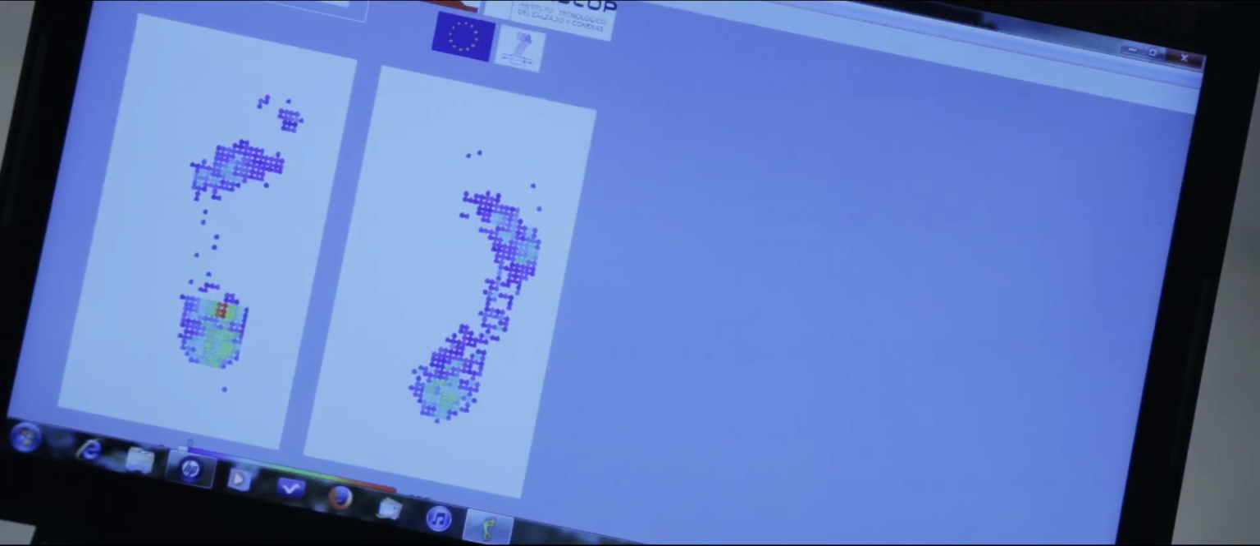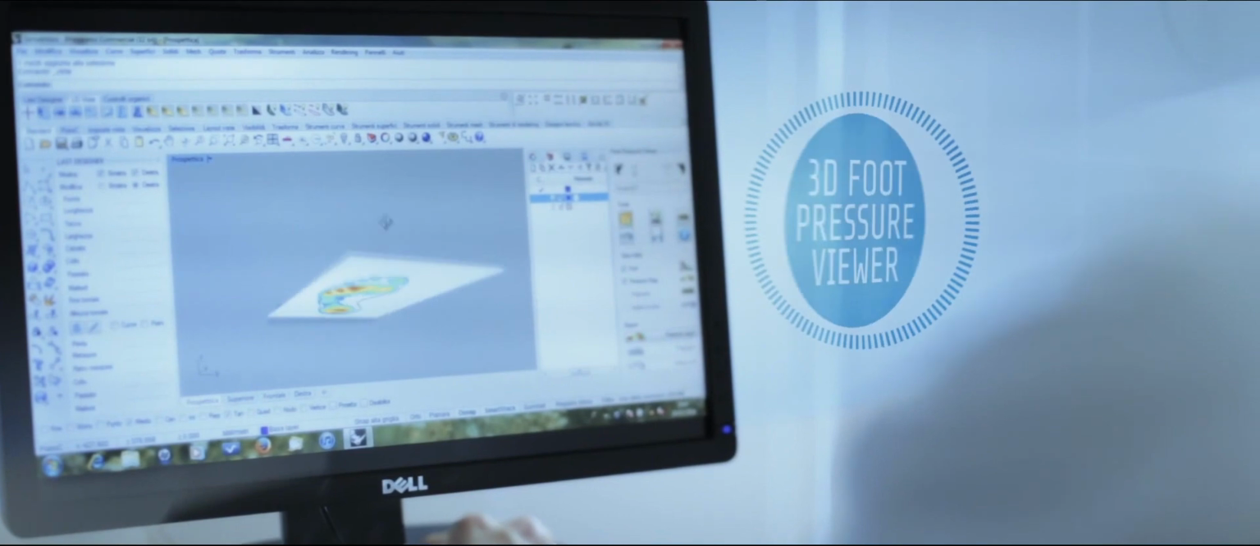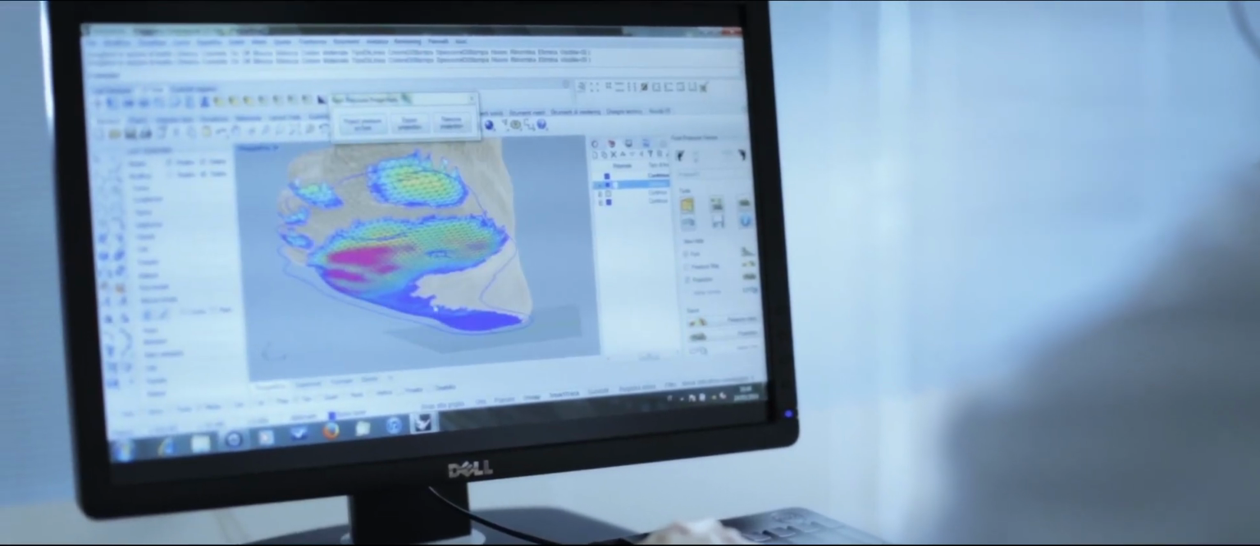The pressure platform generates a matrix of the pressure points during static foot support. The 3D foot pressure viewer enables examining the foot pressure point map directly on the 3D rendering generated by the Ortho Foot Scanner, after which all the data can be exported to design the insole.